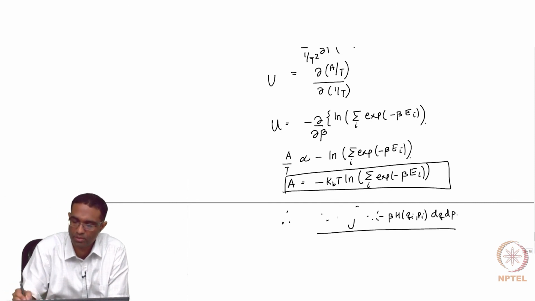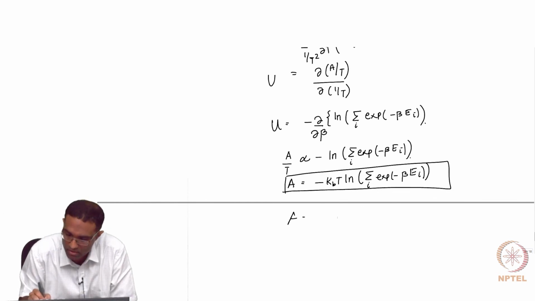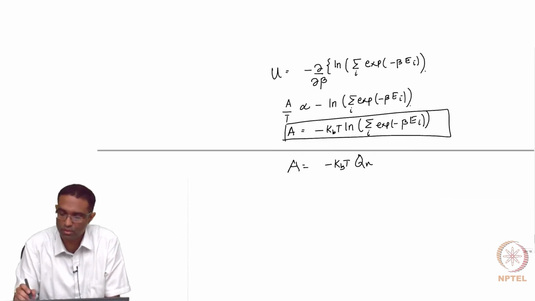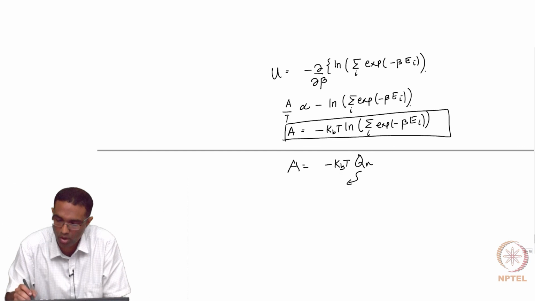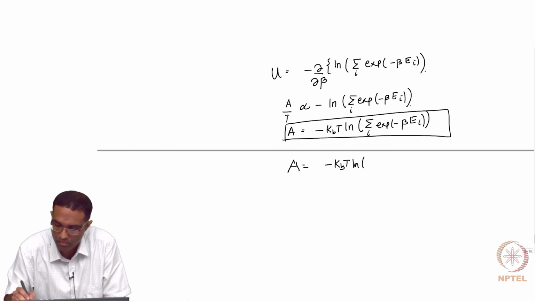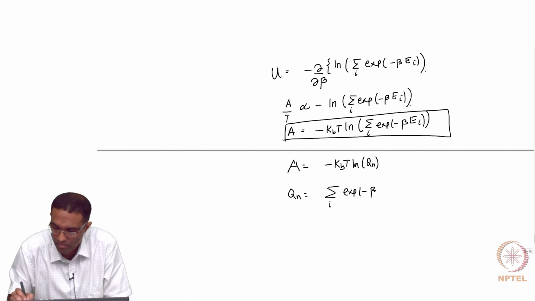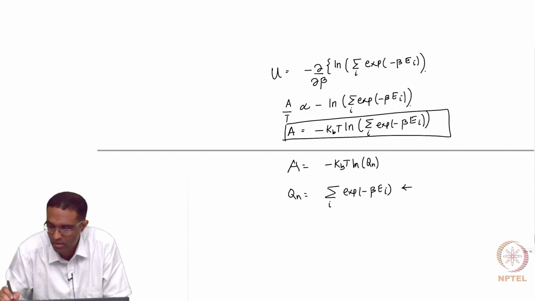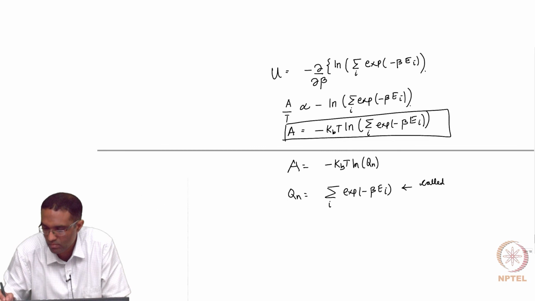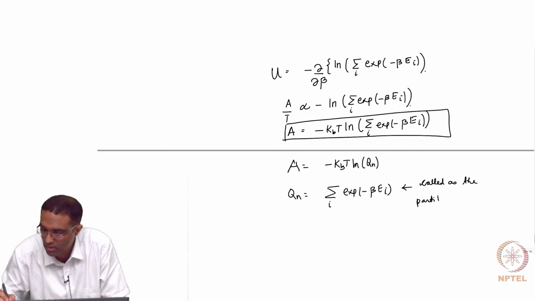We will leave it at this expression right here. This A is equal to minus kB T ln of Qn, where Qn is equal to this and is called the partition function. It will occur over and over again, so there is a name given to it.